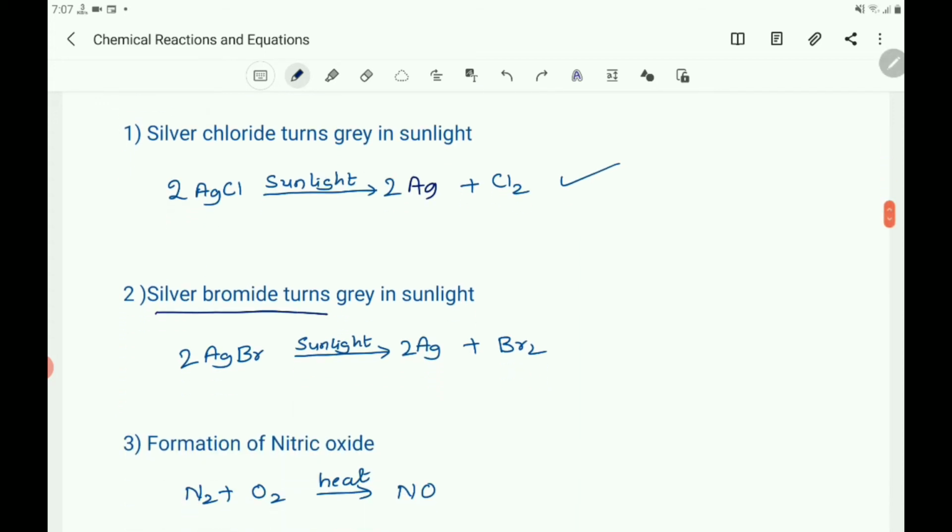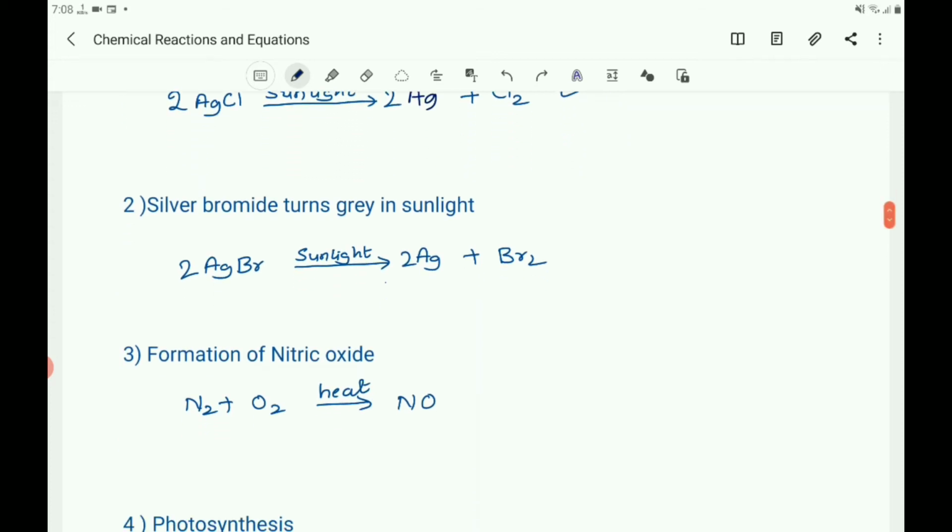Similarly, silver bromide turns grey in sunlight. Here also the reaction is done with the absorption of energy. So this is also an example of an endothermic reaction. Next, formation of nitric oxide. Formation of nitric oxide is also an endothermic reaction. Nitrogen reacts with oxygen by absorbing heat. So it is an endothermic reaction.